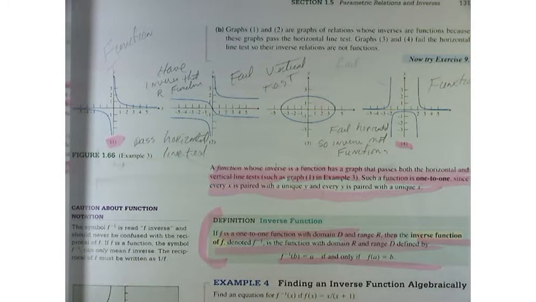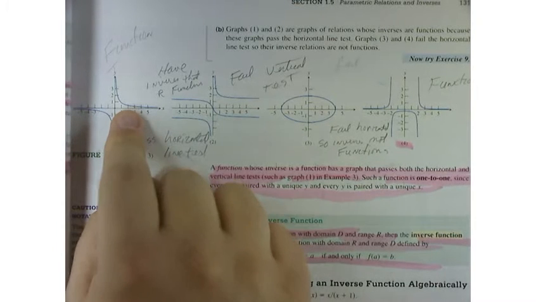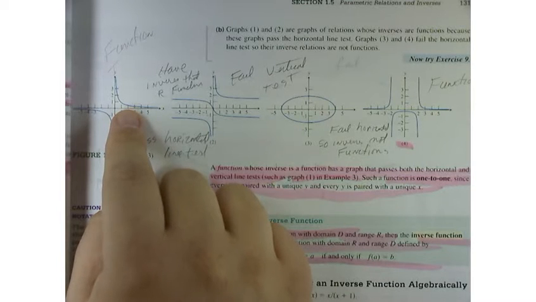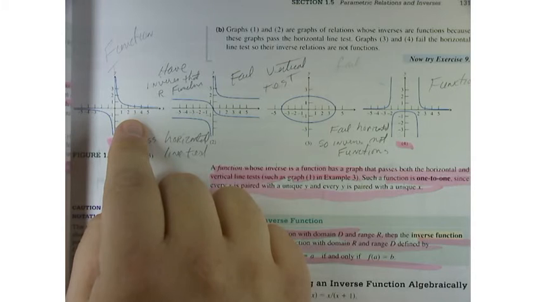So when you enter in a graph, the vertical line test determines if the original mathematical relationship is a function. The horizontal line test determines if the inverse relationship is a function. Okay?